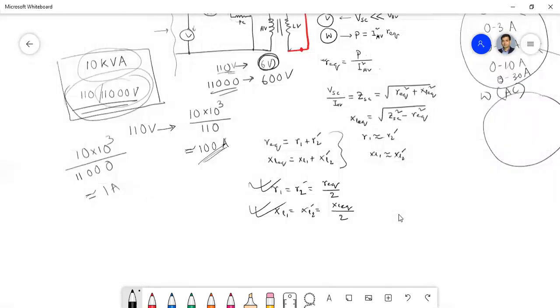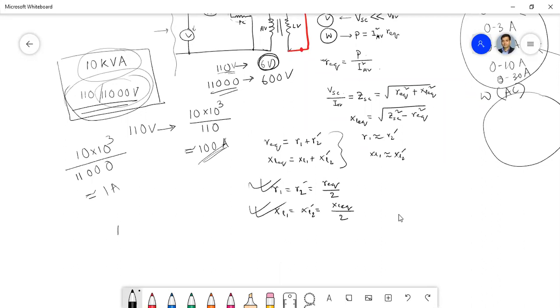Yes, but that is not my condition for open circuit. For open circuit test, the condition is not the rated current. Remember that the condition for open circuit test is rated voltage. That is why I am keeping the circuit open, so that very less current will flow. Only the no load current will flow, and the no load current is only a few percent of the full load current. What is that percent? 2 to 6% of the full load current.